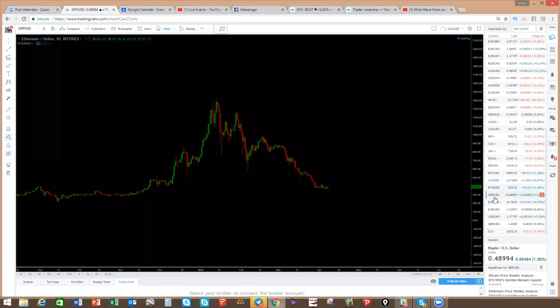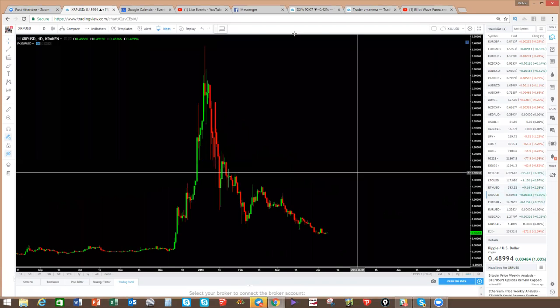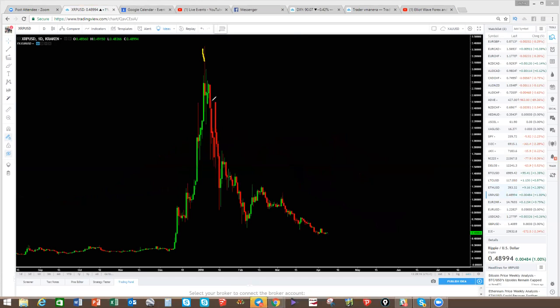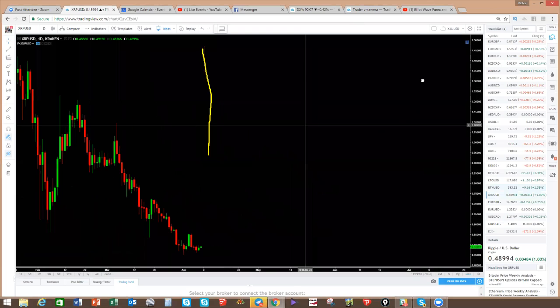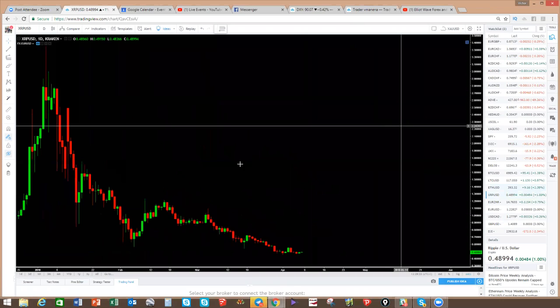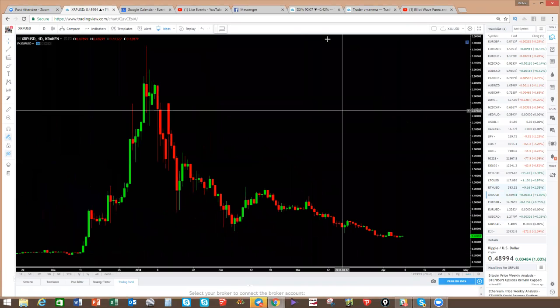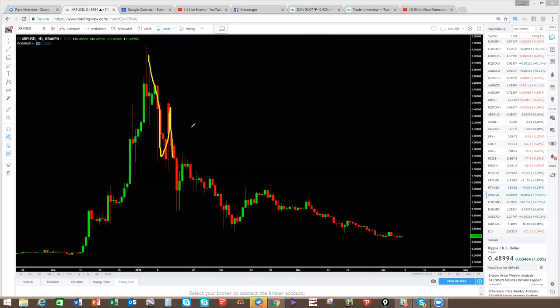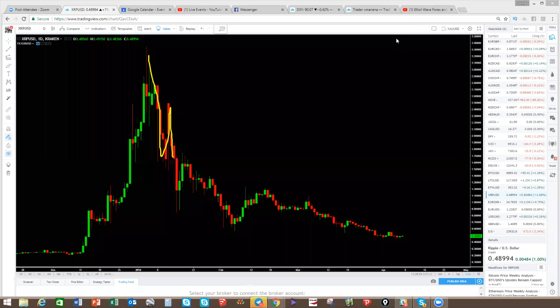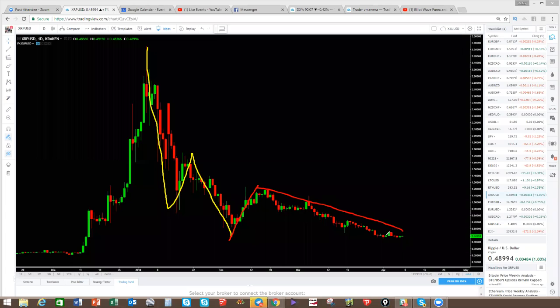Ripple. Let's look at Ripple. So Ripple also same as Litecoin, same as Ethereum. 1, 2, no, like that. That's 1, that's 2, that's 3, and now we're busy correcting with this move.